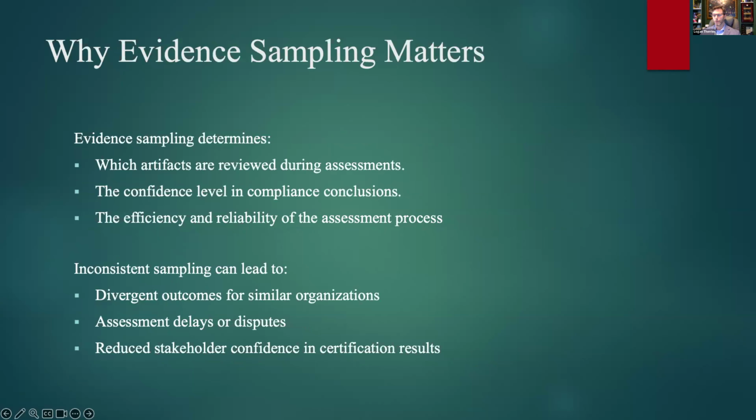Evidence sampling, of course, is fundamental to an assessment process. It determines which artifacts are reviewed, how conclusions are formed, and the level of confidence in compliance determinations. It also directly impacts assessment efficiency and duration, which can also be rephrased as time and money, a cost that will eventually trickle down to the U.S. taxpayer. If sampling is inconsistent, similar organizations may receive different outcomes. Assessments may take longer or become contested, and stakeholder confidence in certification results may decline. So while sampling may appear procedural, it's actually pretty central to assessment validity.